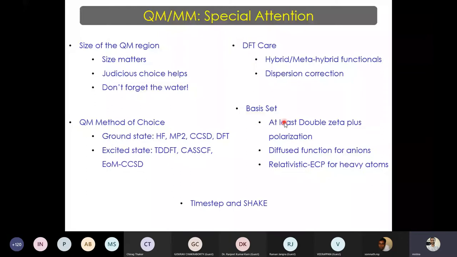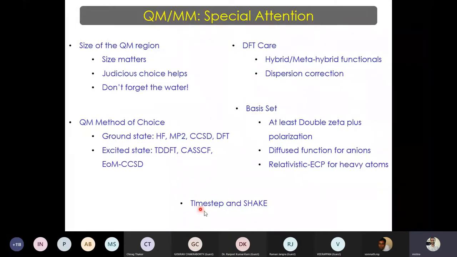The other important concern is the time step and SHAKE. Normally, the time step of integration in a standard MD simulation is 1 femtosecond. But if you are using the SHAKE algorithm, which constrains the carbon-hydrogen bonds, in those cases you can do a time step of 2 femtoseconds so that your calculation becomes faster. That way you can do longer trajectories in less time.